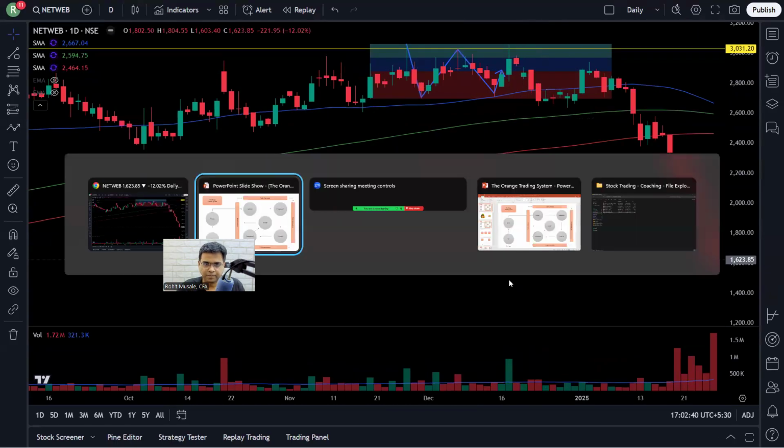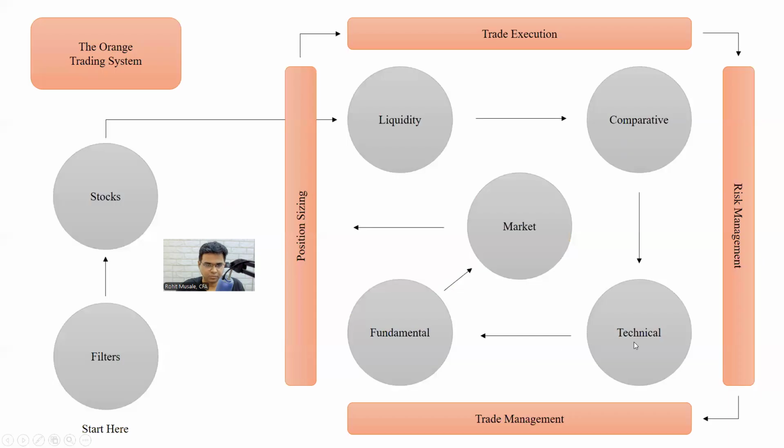So the stock failed in technicals. Okay, it must have also failed in comparatives. I can tell you from that just by looking at some numbers. So it failed in comparative, failed in technical. I think fundamentally there was a concern because of that decline in EPS in September. I don't think market was a problem at that time. Liquidity was okay because the stock had gone above 200K average daily volume.